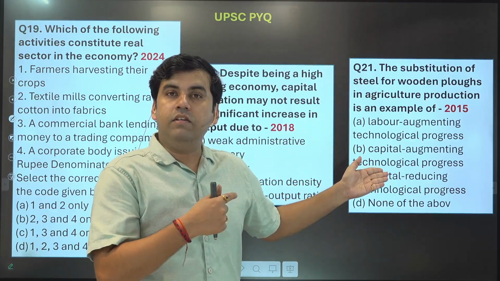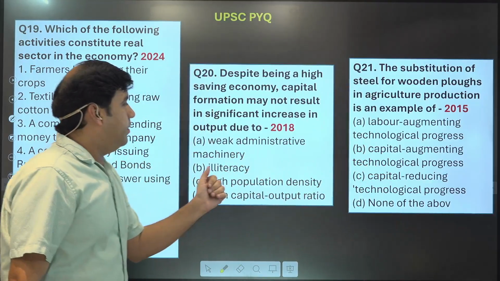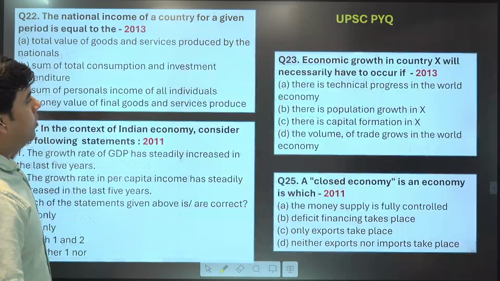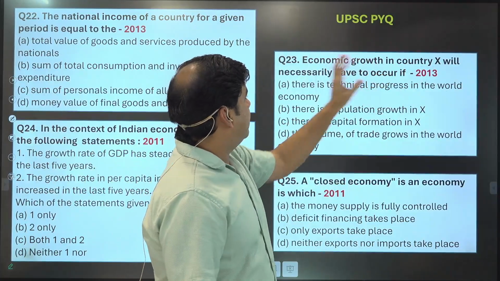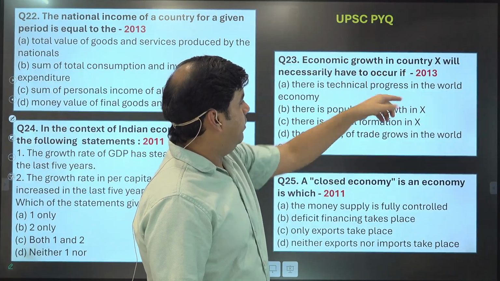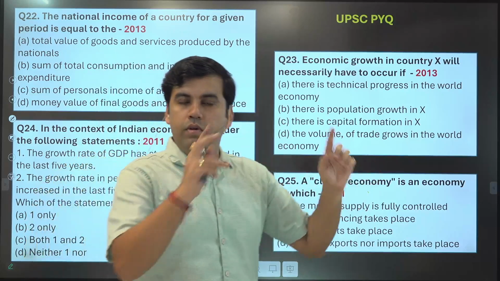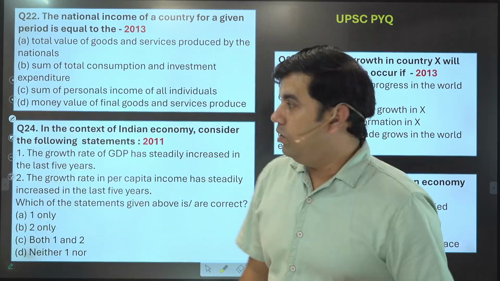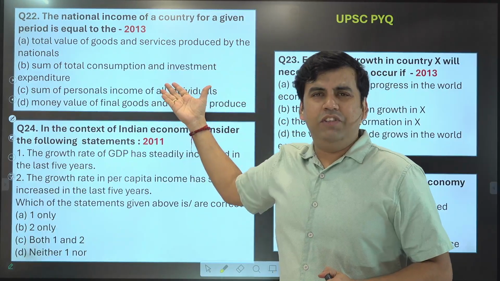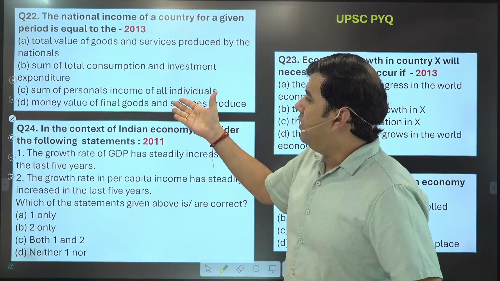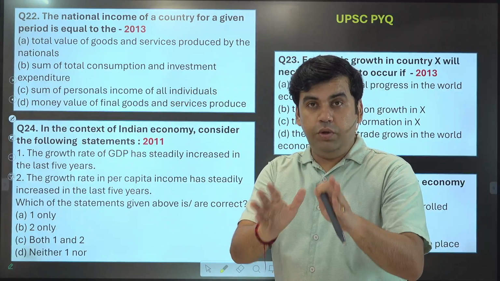We have just had a discussion on labor, land and all other things. So these are the practice questions. You can do it later on. Again, more practice questions. The economic growth of country X will necessarily have to occur if all these things. A closed economy is what? You all know, X minus M. If you remove that, it's a closed economy. National income of a country in a given period is equal to, it's a definition of national income. Can you identify the definition? Okay. I'm not giving you the answers. Do it yourself.